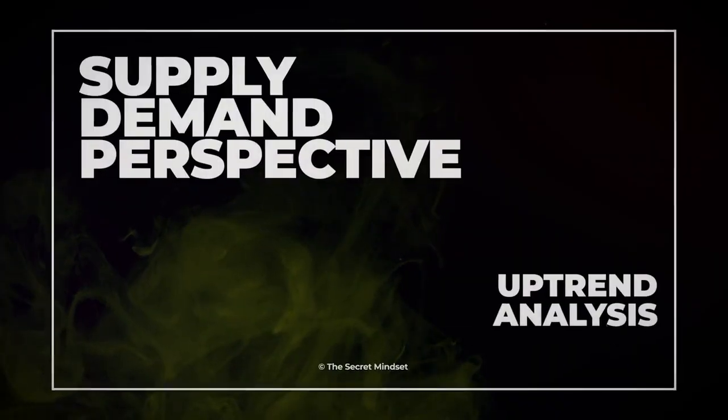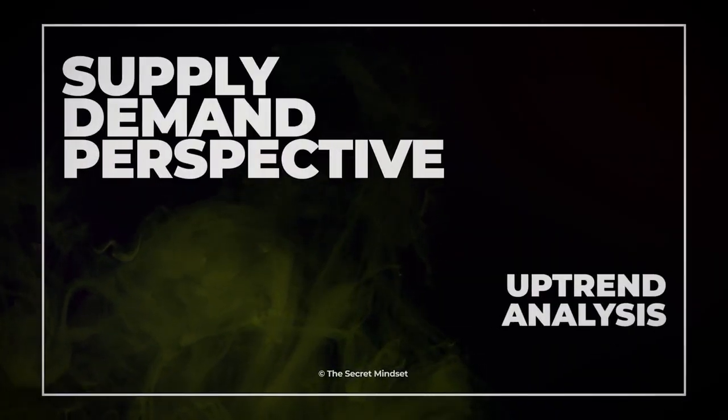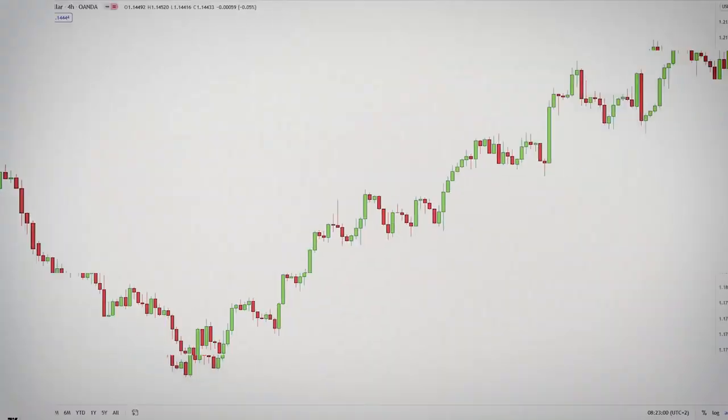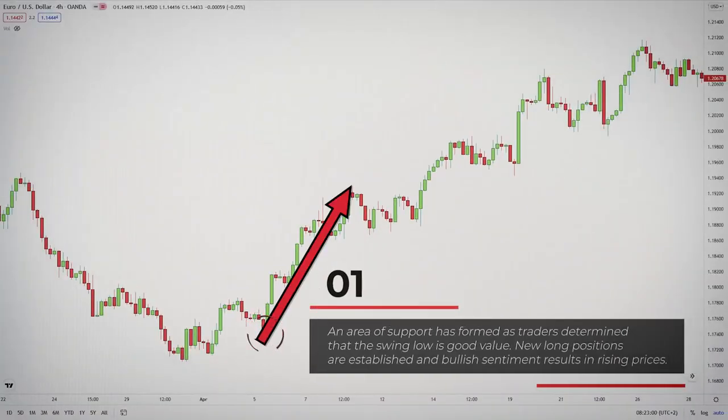When I'm analyzing an uptrend, I prefer to do it from the perspective of supply and demand and traders' decisions. I've talked about this concept in this video. An area of support has formed as traders have determined that the swing low is good value. New long positions are established and bullish sentiment results in rising prices.